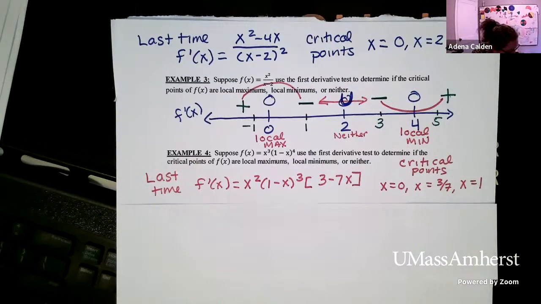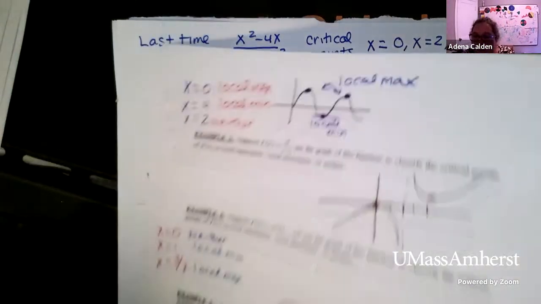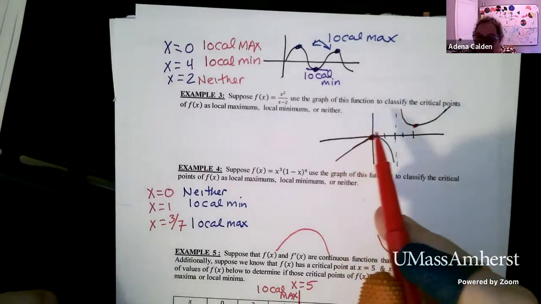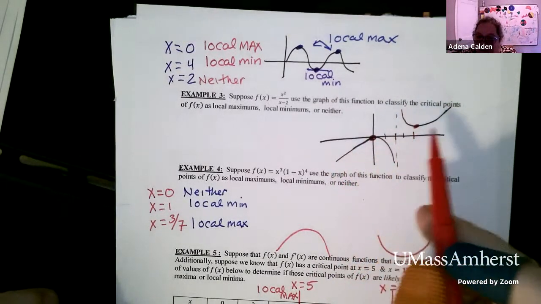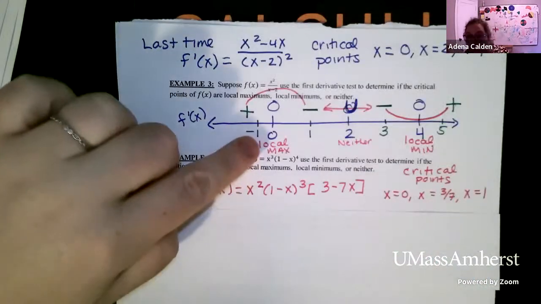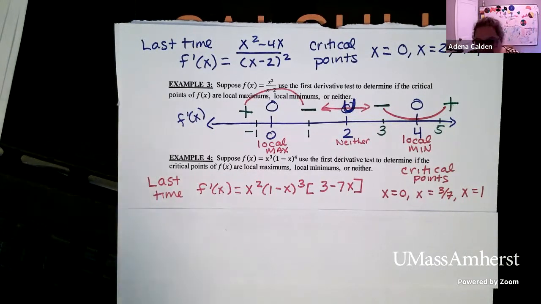Okay, and this agrees with the picture that we did in the first problem we looked at in terms of classification. So just as a reminder, this is what the picture looked like for the original function. We had this graph here, where we had a maximum at 0, a minimum at 4, and neither at 2. And that's what we're finding here with this same test, right? With this other test. So it confirms what we found before.